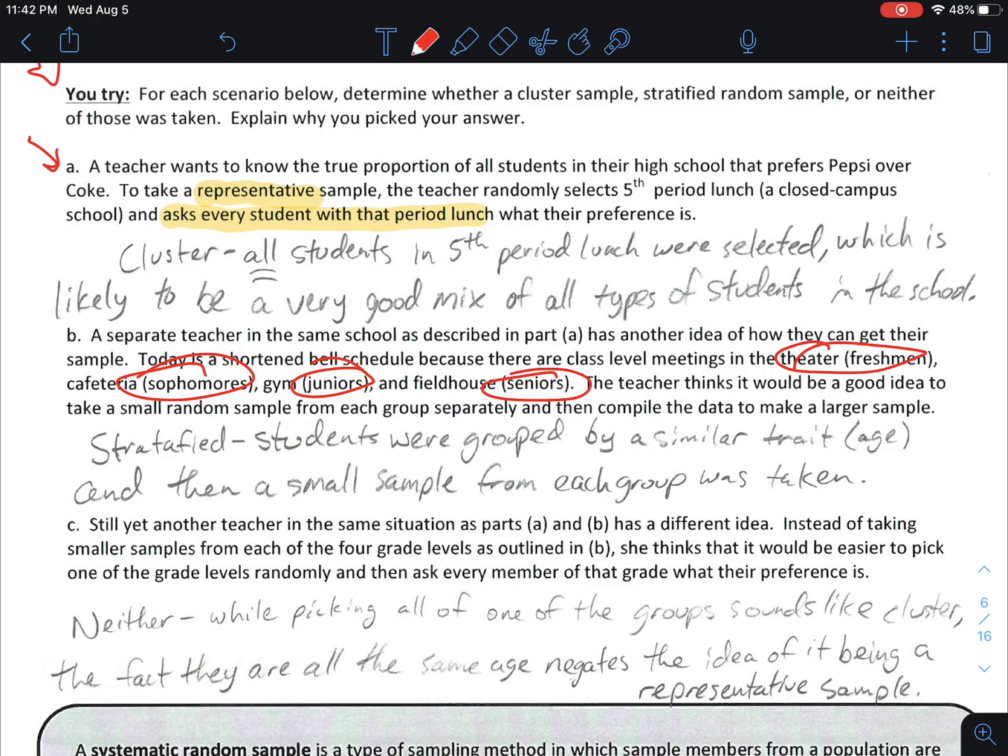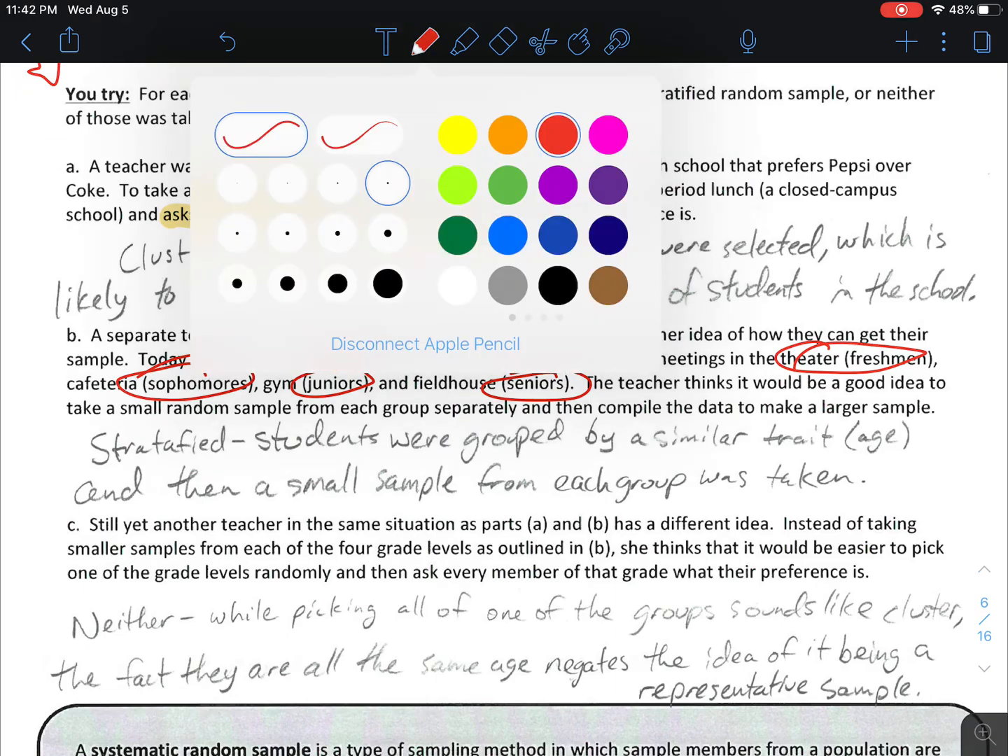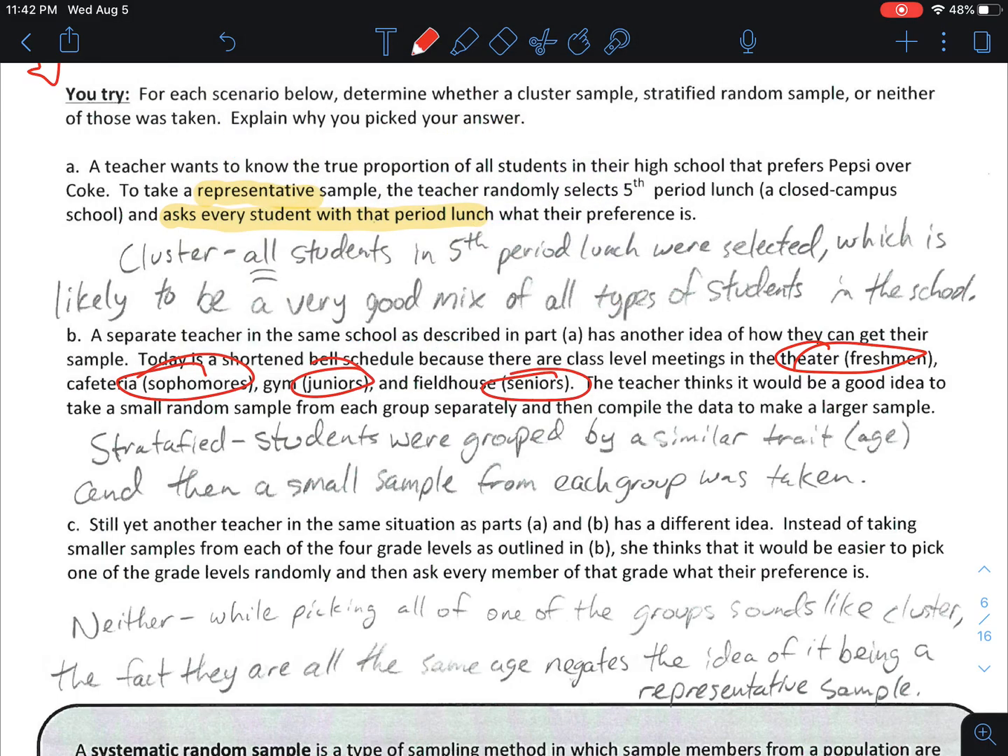In the cluster sample, there might not be many freshmen in 5th period lunch, so you might not get any freshmen. You hope you do. That's the whole point of a representative sample, but you never know. Okay, so stratified, again, one of the big reasons why it's stratified is you took a small random sample from each group separately. Okay, that's definitely stratified.